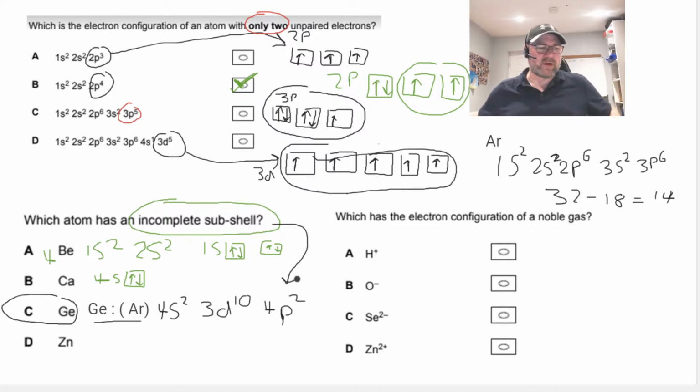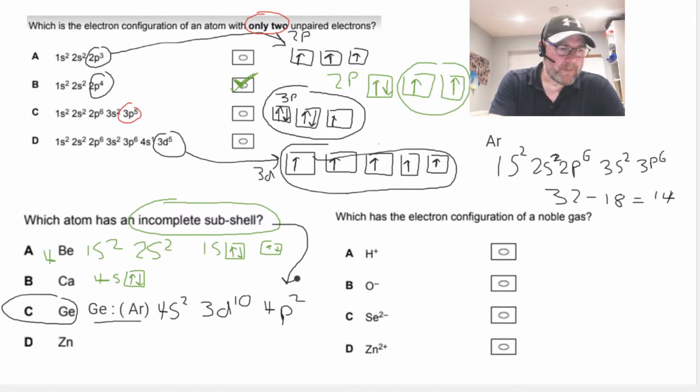Yes, that's absolutely right, Karam. It can hold 6, but it's only got 2. Or has it got 4? It might have 4. My maths is a bit wavy. But whatever's happened, the p subshell has not got the 6 that it needs.